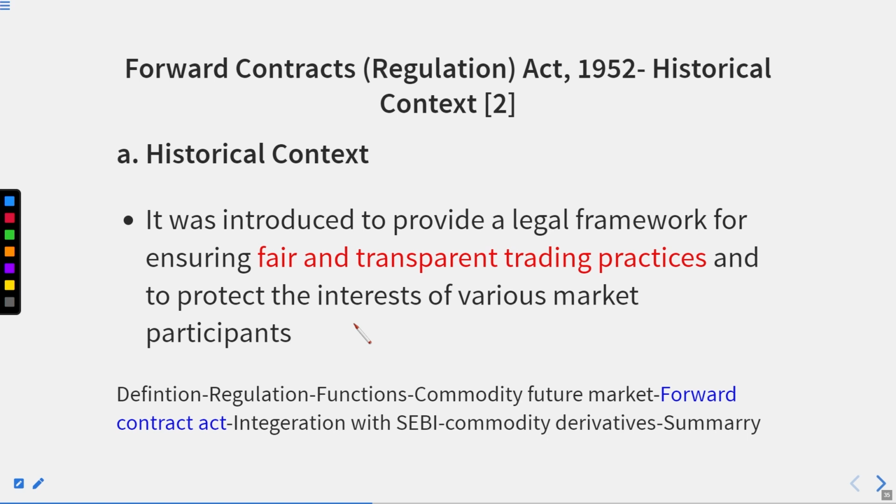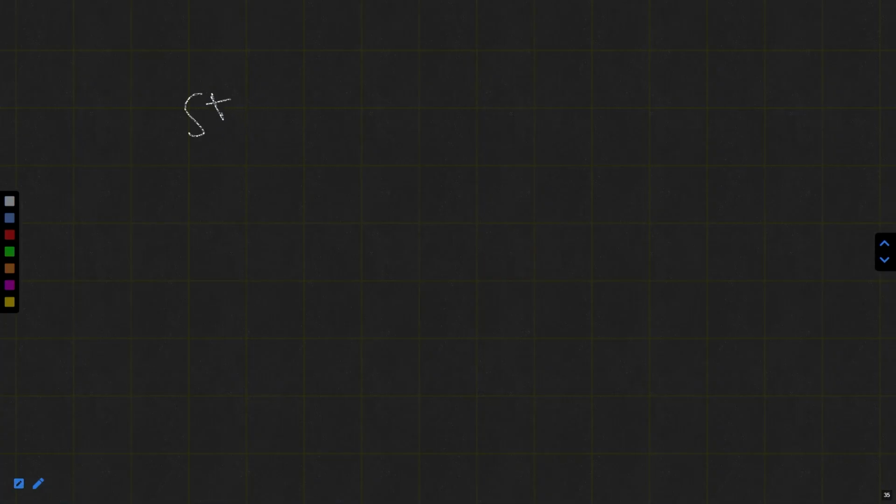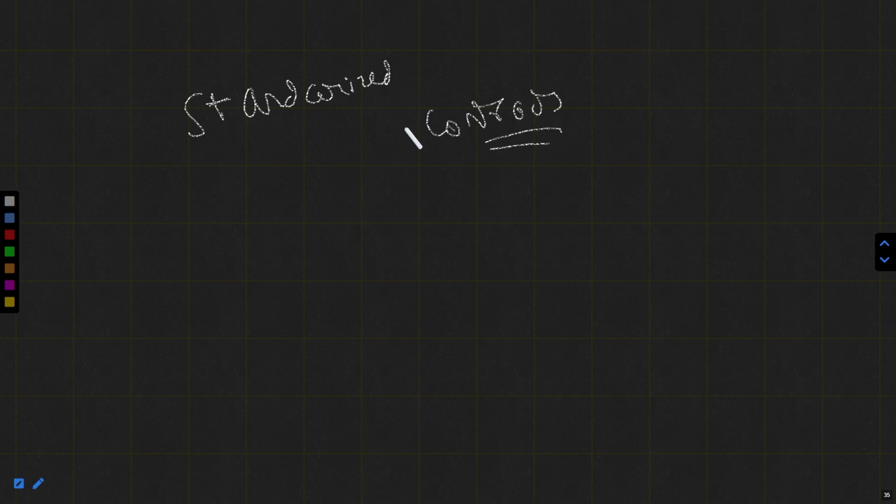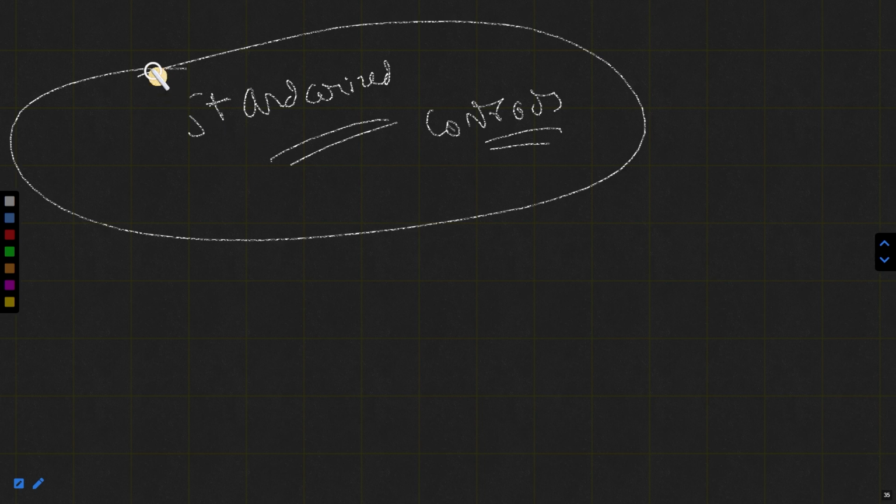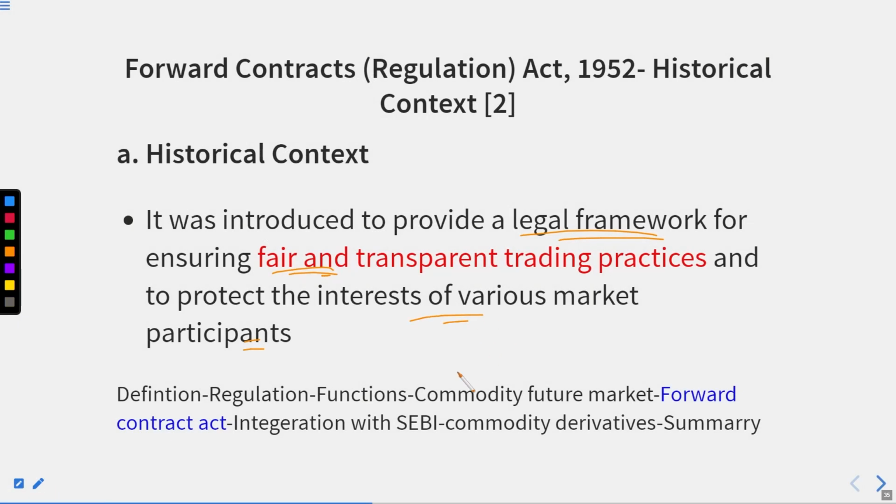Thereafter it was introduced to provide a legal framework for ensuring fair and transparent trading practices and to protect the interest of various market participants, sometimes from the buyer side, sometimes from the consumer side. This requires fair and transparent trading practices. It means every term and condition must be presented. As I told you in the previous lecture, these are standardized contracts. So keep this in your mind.